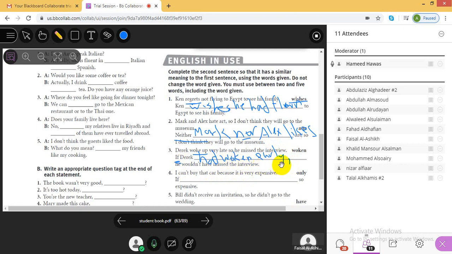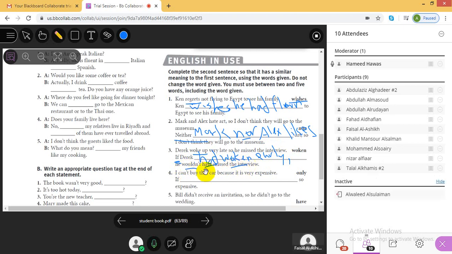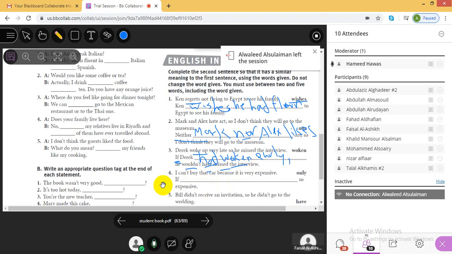Okay, but I can say if Derek hadn't woken very late. It's okay. So I use after if here had plus verb 3, and in the result verb I use would have plus verb 3. This is when we talk about things that didn't happen in the past, so it's impossible. We use it with the third form of if. It's okay. Look at number 4.